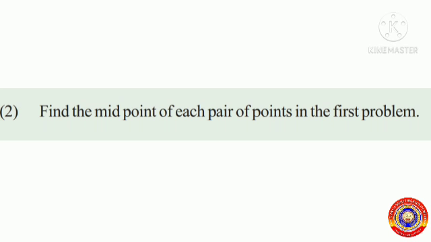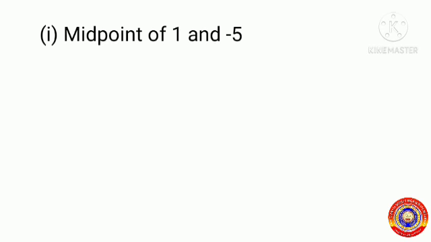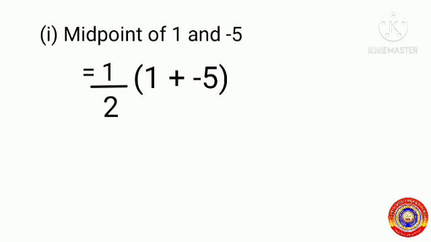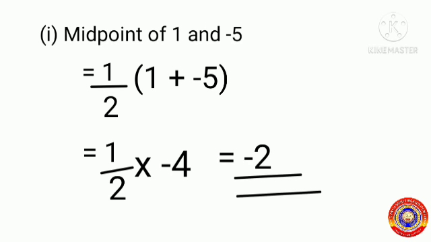In the second section, we have to find the midpoints of each pair of points given by the figures in the problem. So, first question. The midpoint of the numbers denoting 1 and minus 5 is half of 1 plus minus 5. So 1 by 2 into minus 4 is equal to minus 4 by 2, which is equal to minus 2.